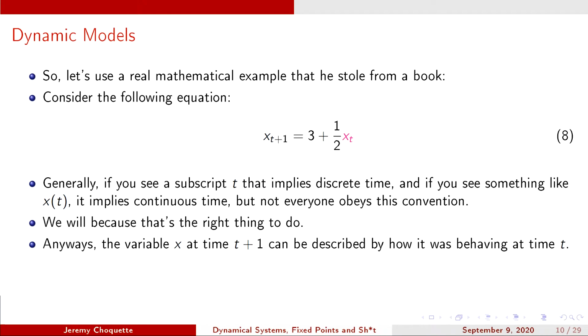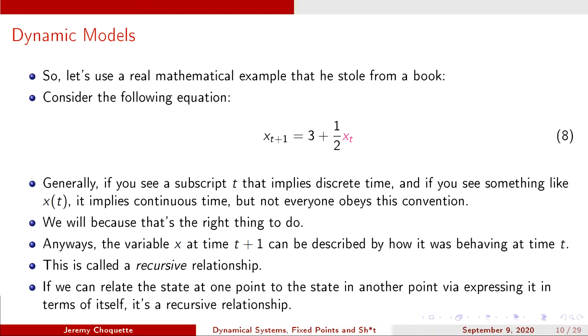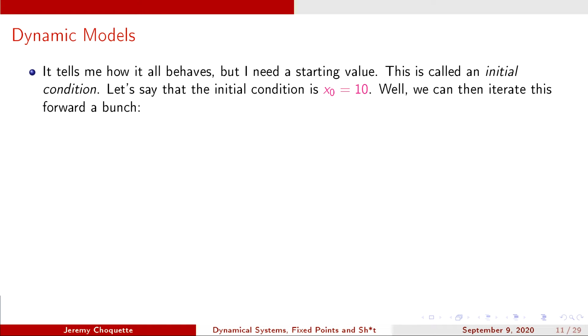Anyways, the variable x at time t plus 1 is described by how it was behaving at time t. This is called a recursive relationship. If we can relate the state at one point to the state at another point in time, expressing it in terms of itself, it's a recursive relationship. And it tells me how all this behaves, but I need some kind of a starting value. This is what's referred to as an initial condition. So let's say the initial condition is x naught equals 10.